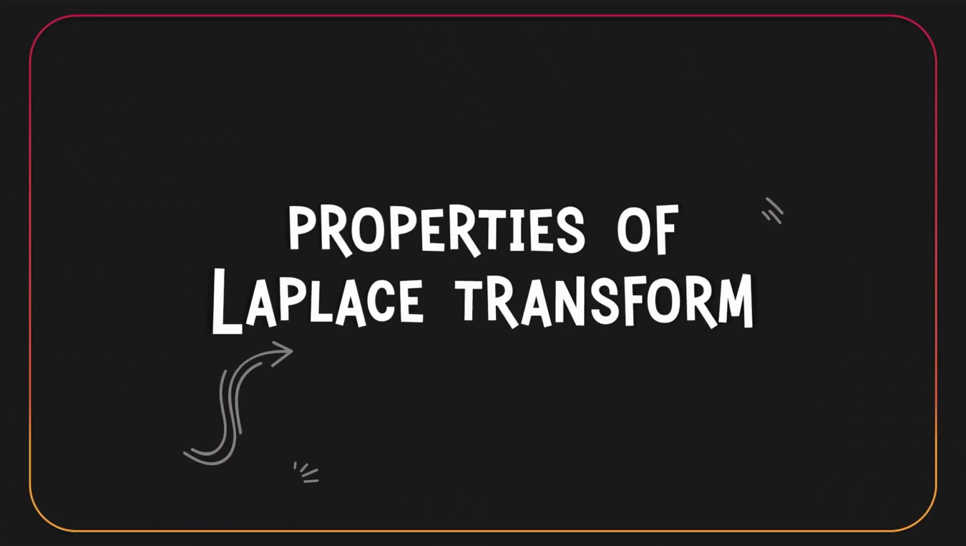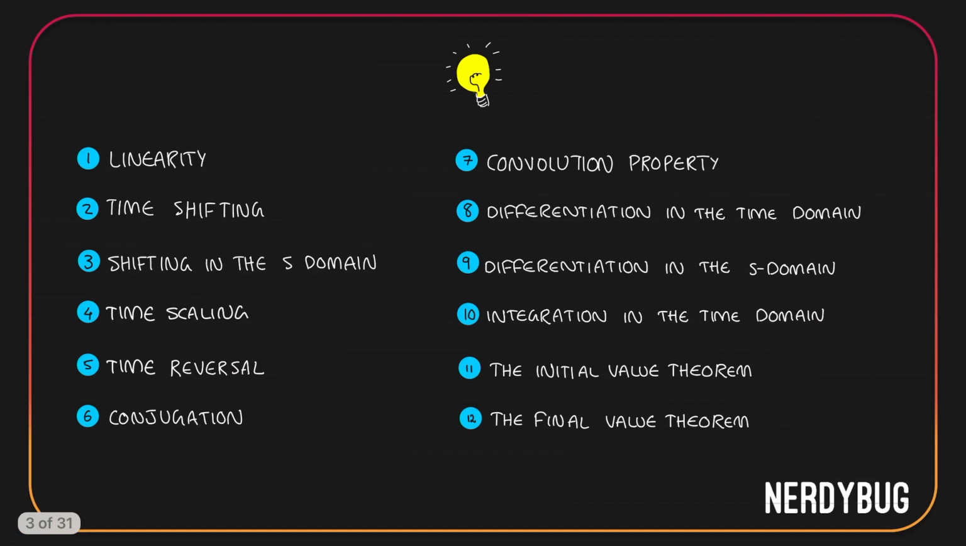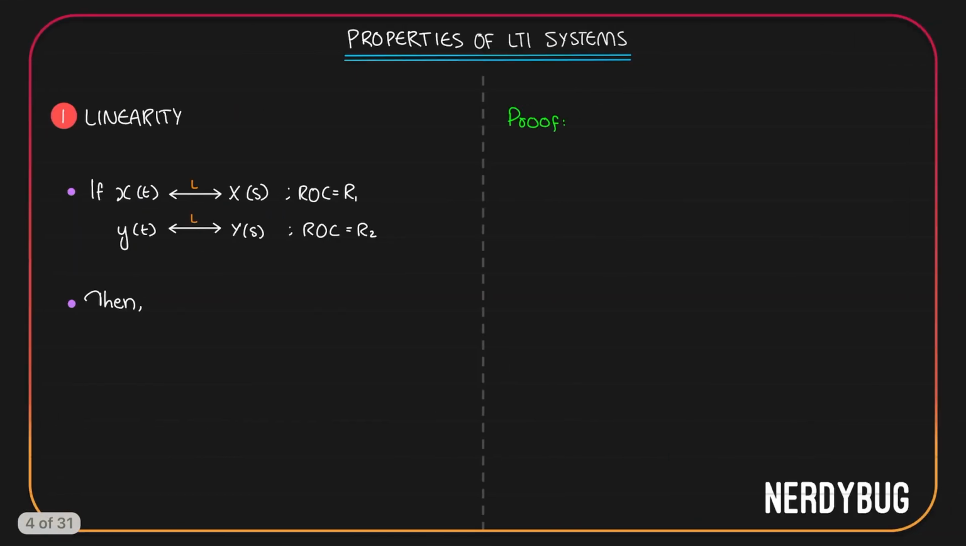Hey fellow nerds, today we are going to learn properties of Laplace transform. We will be covering linearity property, time shifting, shifting in the S domain, time scaling, time reversal, conjugation, convolution property, differentiation in the time domain, differentiation in the S domain, integration in the time domain, the initial value theorem, and final value theorem. Let us start with the linearity property.